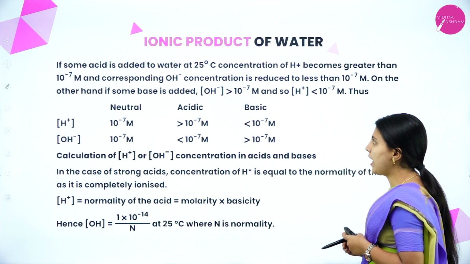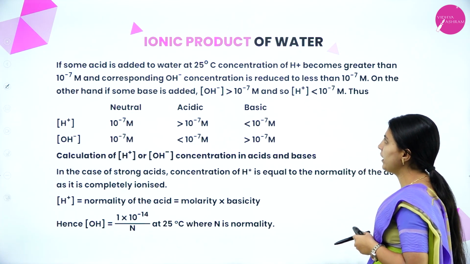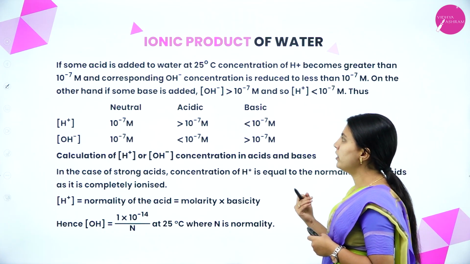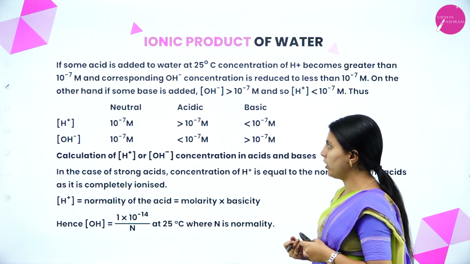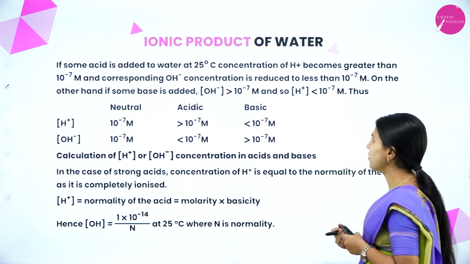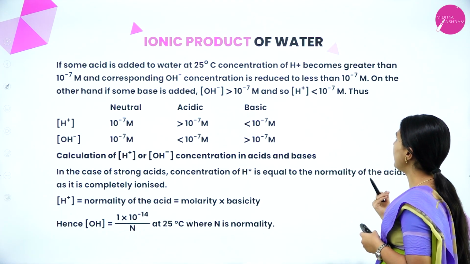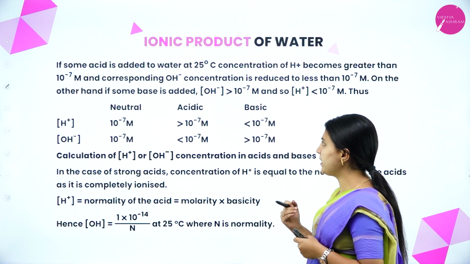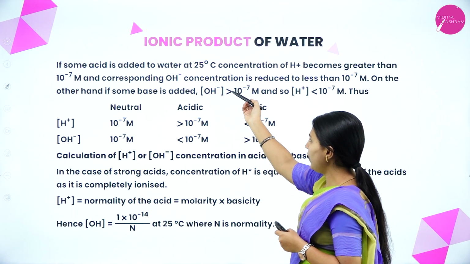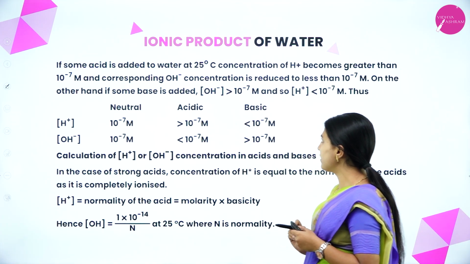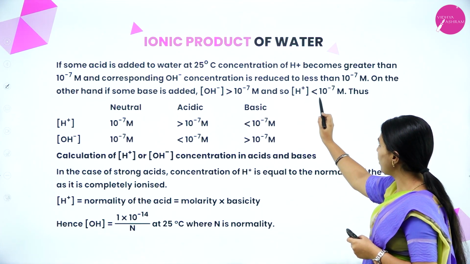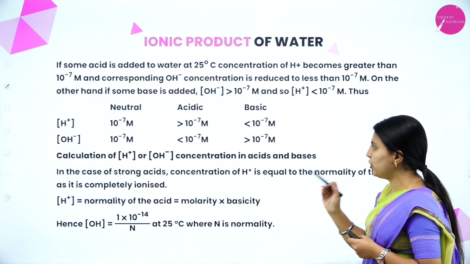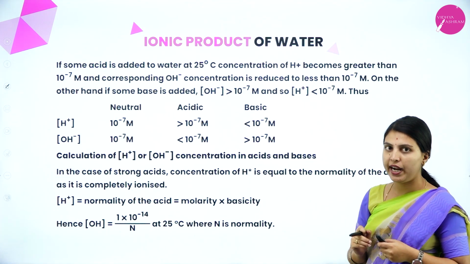If some acid is added to water at 25 degrees Celsius, the concentration of H+ becomes greater than 10 to the power of minus 7 molar, and the corresponding OH- concentration is reduced to less than 10 to the power of minus 7 molar. On the other hand, if some base is added, OH- will be greater than 10 to the power of minus 7, and so the H+ ion concentration will be less than 10 to the power of minus 7 molar. Thus, neutral, acidic and basic can be identified.